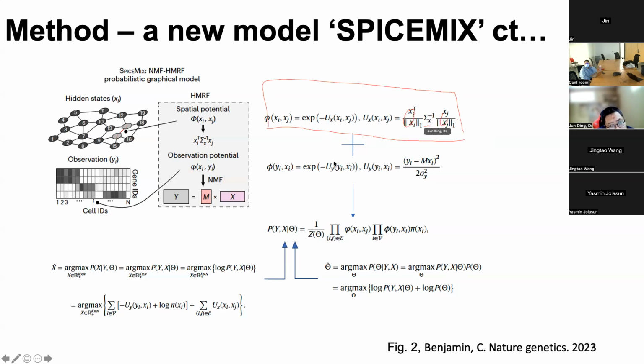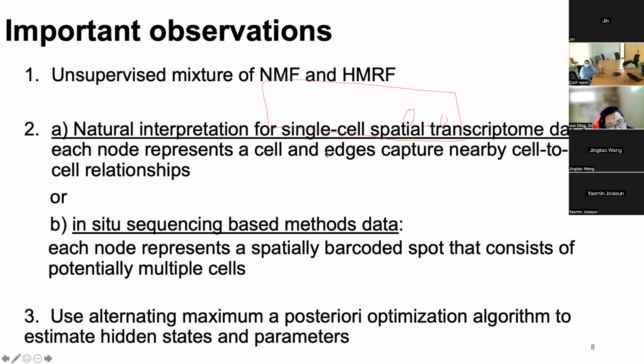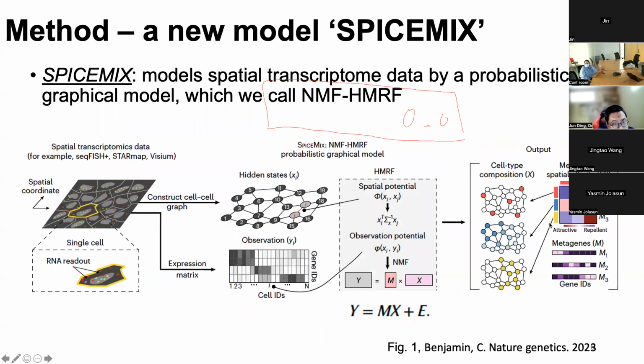This is a spatial affinity matrix. This is the metagene spatial affinity matrix, comparing the different metagenes, like how close they are, how attractive they are.